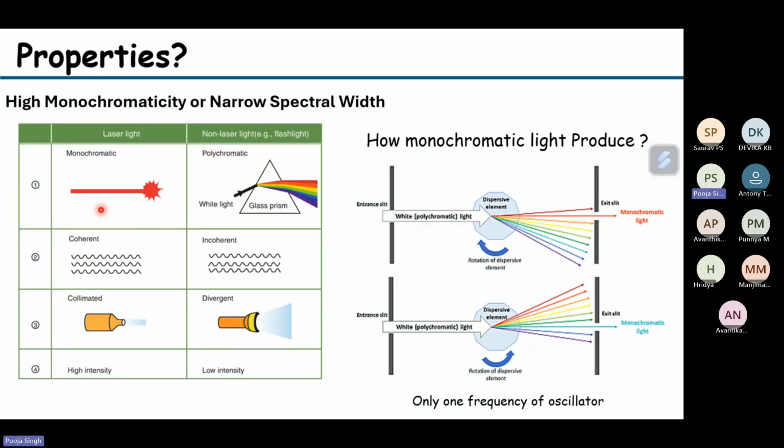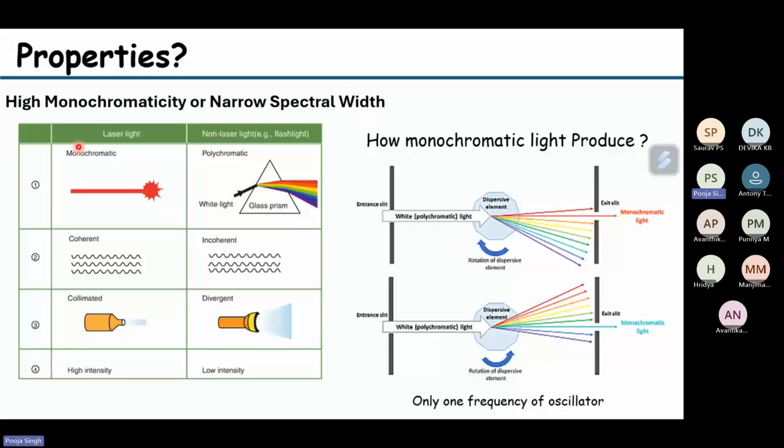Okay, so just a previous recap, we have studied about those things. Now today we are actually going to solve some questions, as well as do a deep study of the properties of the laser. Laser, as we discussed, has high monochromaticity. High monochromaticity means it will have only one frequency of the light, and also we say a narrow spectral width.